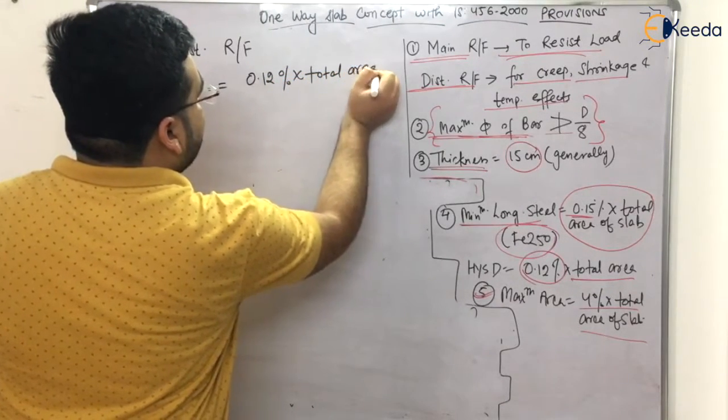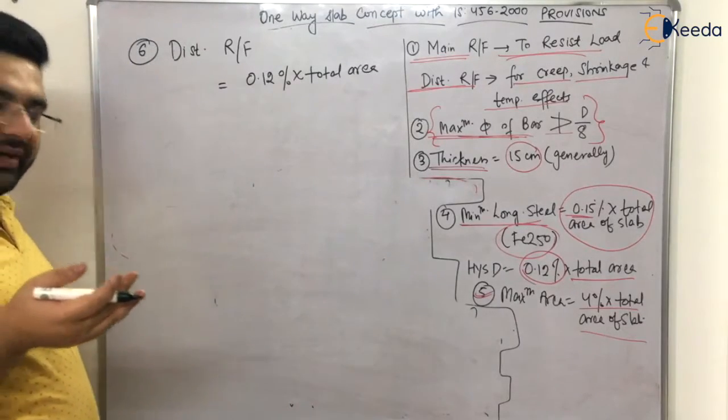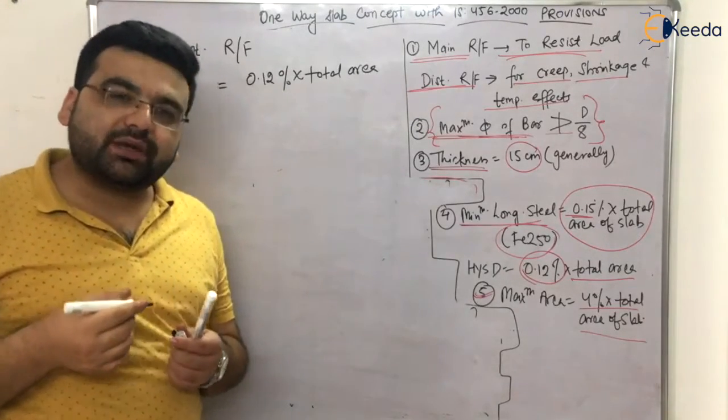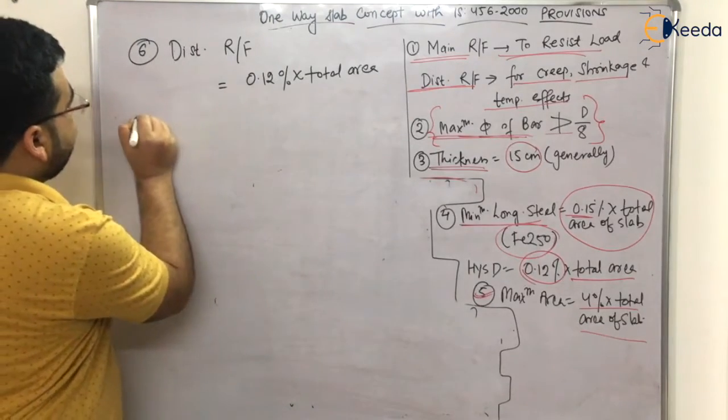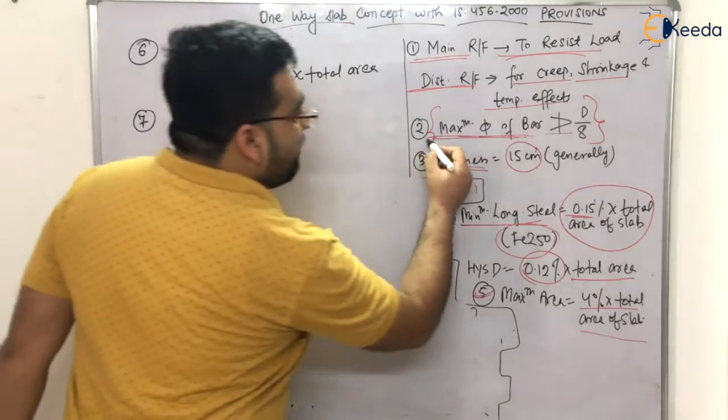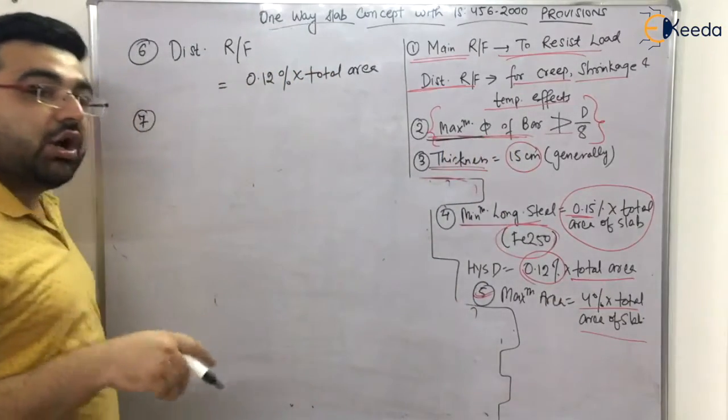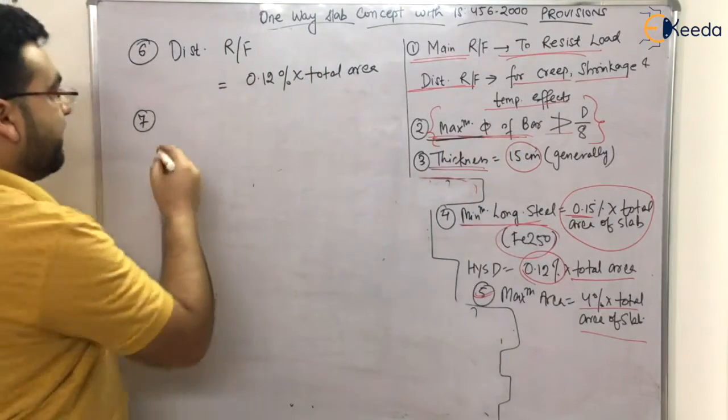Total area. This is about the distribution reinforcement, and why distribution reinforcement is provided, I have already told you. The 7th point: I have told about the maximum diameter of the bar. Now let us discuss the minimum diameter of the bar also.